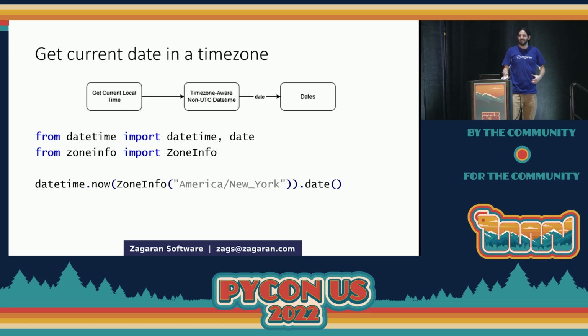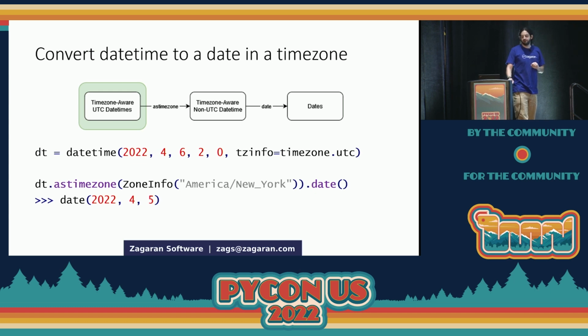If we want to get the current date, that only makes sense to do in a time zone. There is no such thing as the current date. There's only the current date in a time zone. Datetime now actually takes some other arguments besides UTC. You can give it the time zone that you want, and it'll get you the current time in that time zone, and then you can pull out a date. And so this will safely get you the date in that time zone.